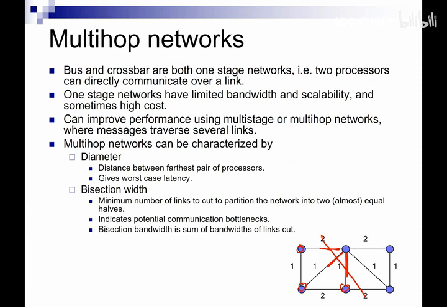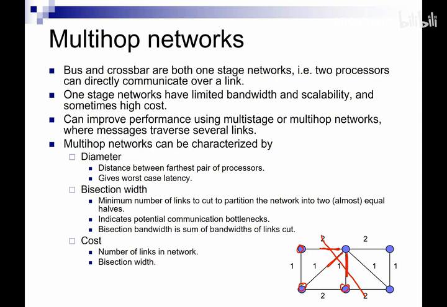Now we want the bisection width to be as large as possible, because if we have a small bisection width, then that means that processors on one side can't really communicate with processors on the other side because there's not much bandwidth between these 2 sides. So we want to maximize the bisection width. Again, for diameter, you want this to be as small as possible, and for bisection width, you want this to be large.